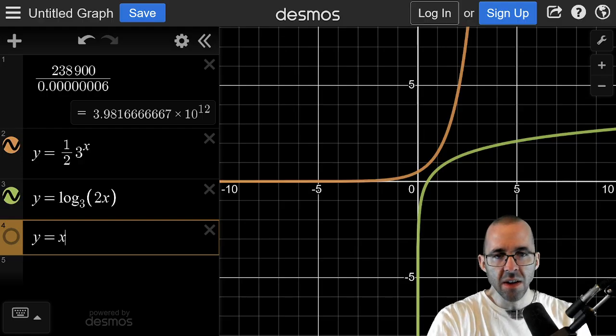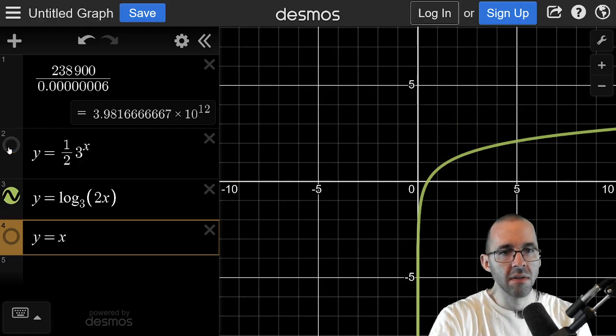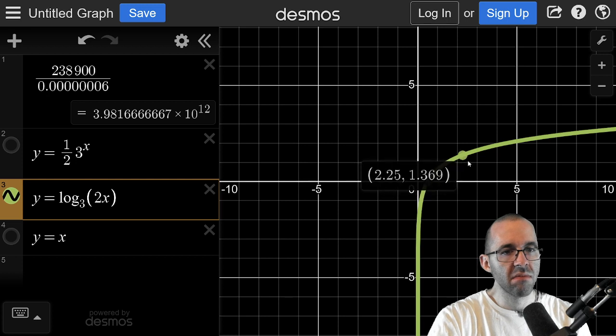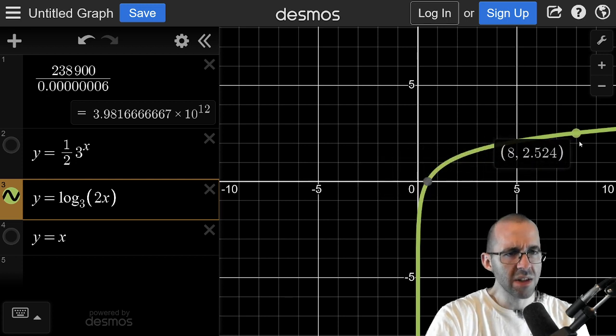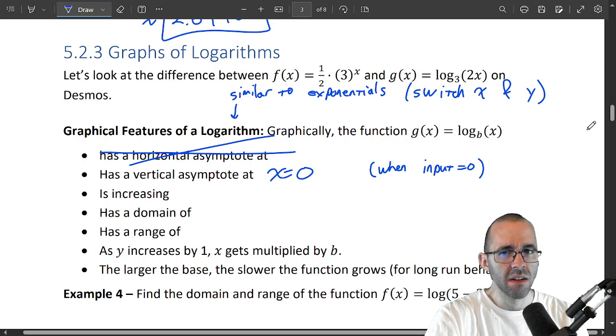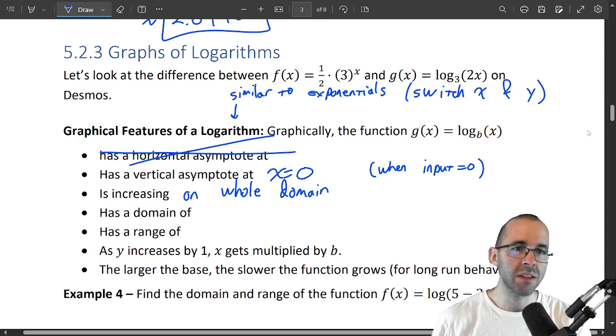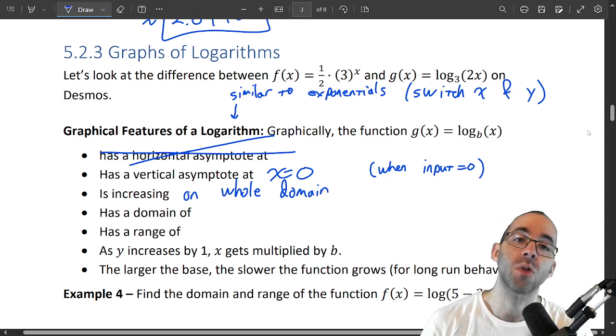Where are logarithms increasing? Where is this function increasing from left to right? Well, if we're going from left to right, it's always getting bigger. It's increasing on its entire domain. So it's increasing on the whole domain. This function's always increasing, just like an exponential growth function.